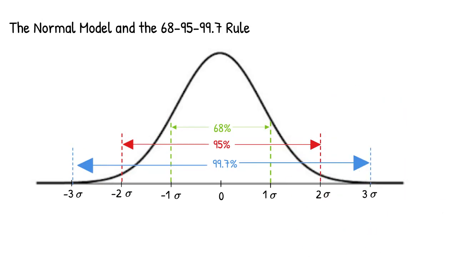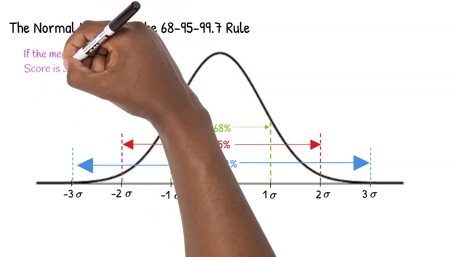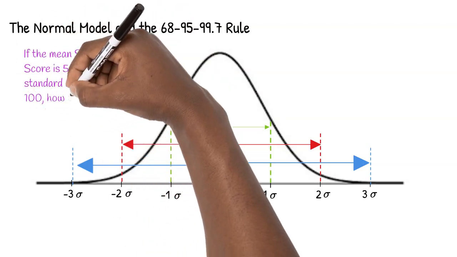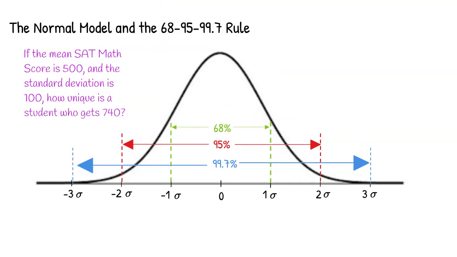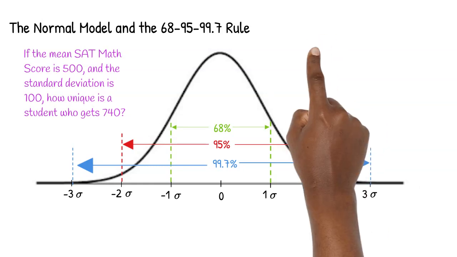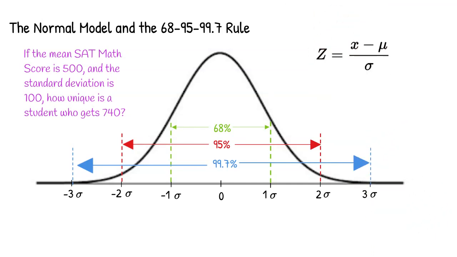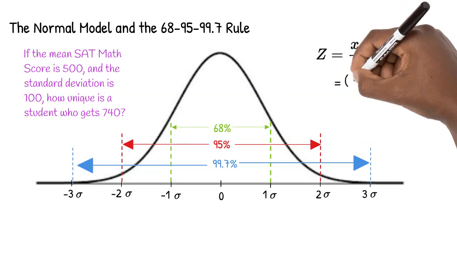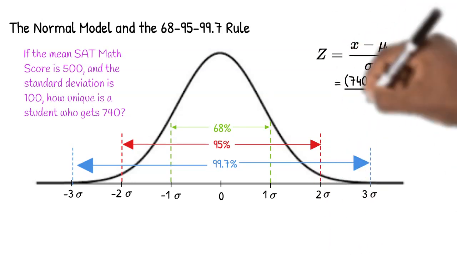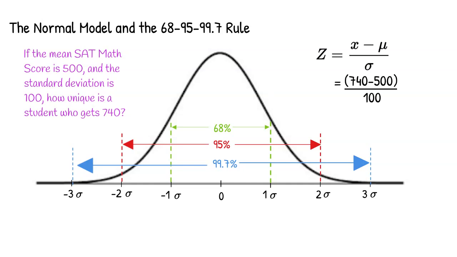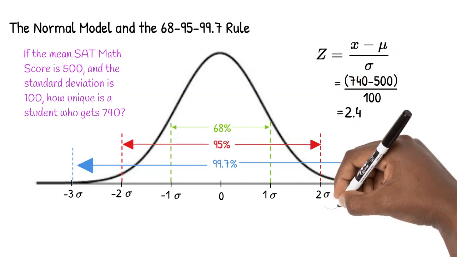Let's take a look at how we can use this information in an application. If the mean SAT math score is 500 and the standard deviation is 100, how unique is a student who gets 740 on the math SAT? To answer this question, we have to start by finding the z-score. Z is equal to the SAT score minus the mean over the standard deviation. 740 minus 500 over 100. Z is equal to 2.4.